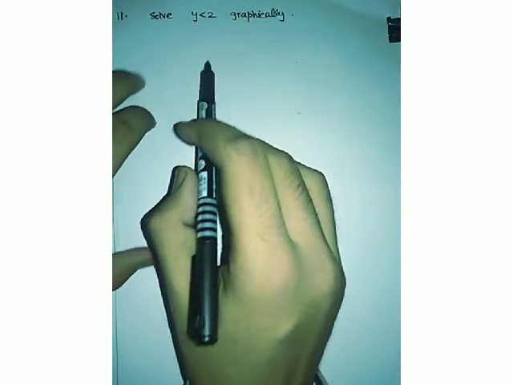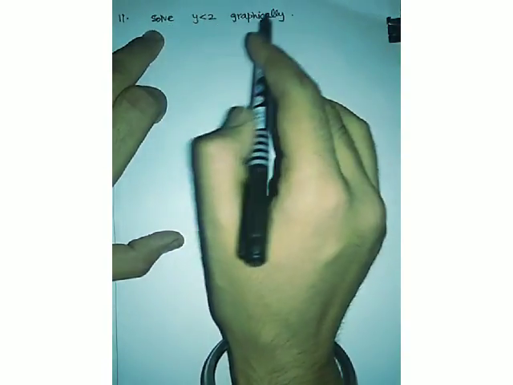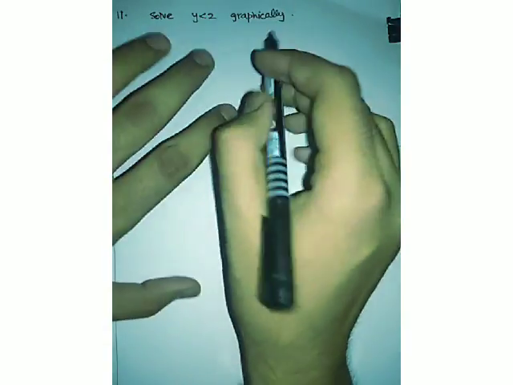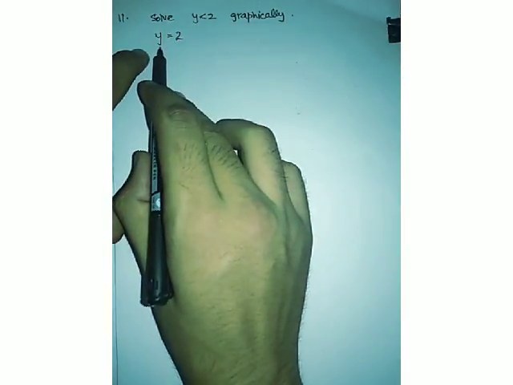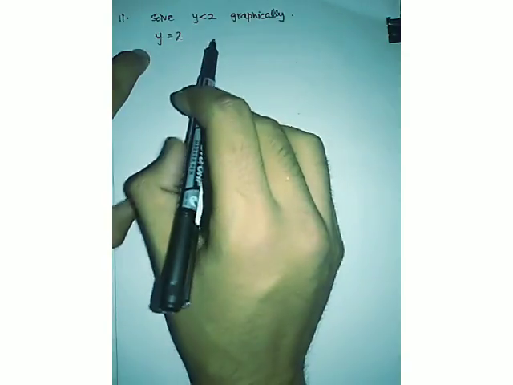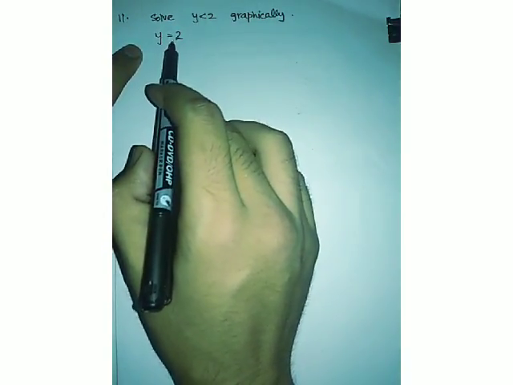This is our 11th example. We have to solve y less than 2 graphically. Only y less than 2. Firstly, consider the equality again. You will get y equals 2. Okay, it's a straight line which will be parallel to the x-axis, and this concept is also explained in the previous videos of the linear equations chapter of 9th class, which you can watch.